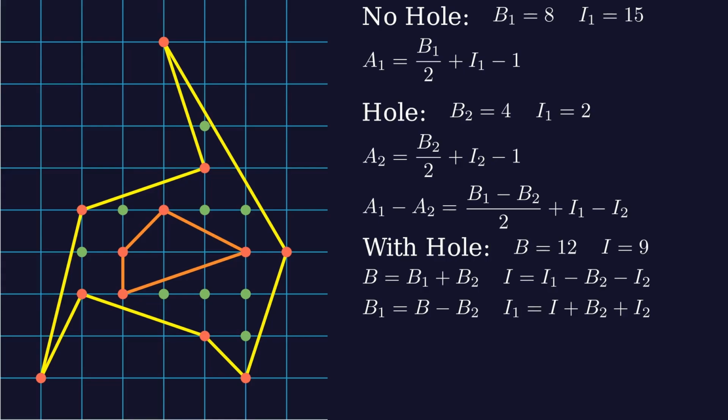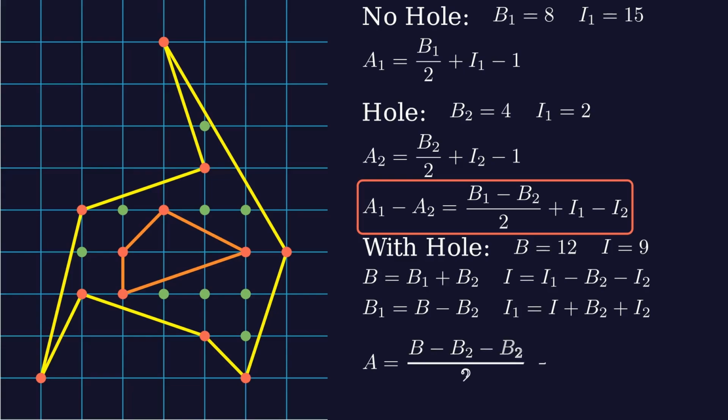Now let's substitute those values into this formula. We get b minus 2b2 over 2 plus I plus b2 plus I2 minus I2. After simplifying, we are left with b over 2 plus I. This is the Pick's theorem for a shape with one hole. But what if we added more holes?